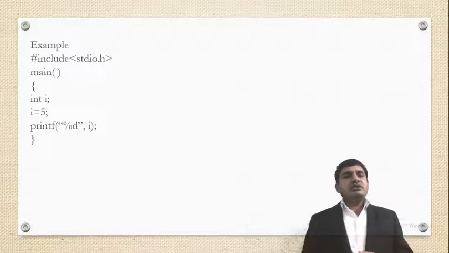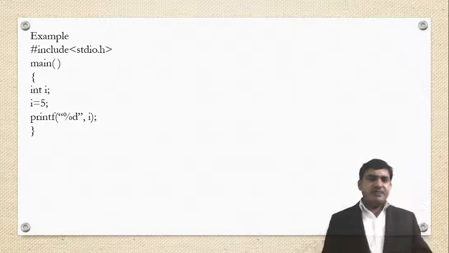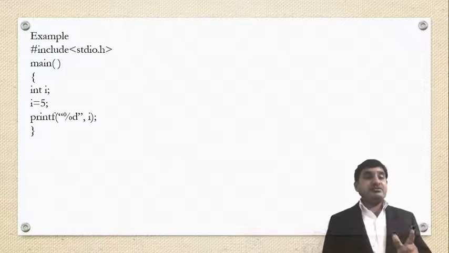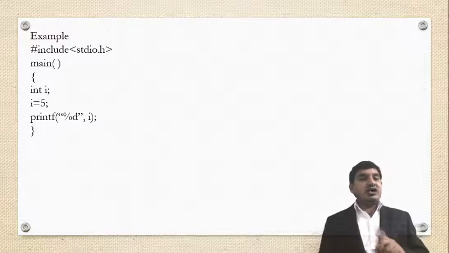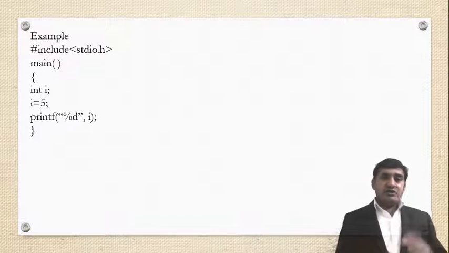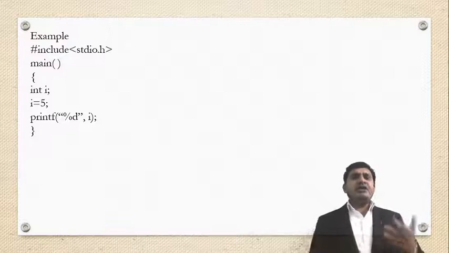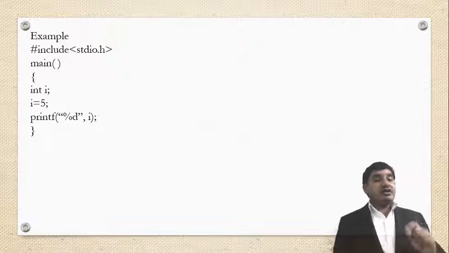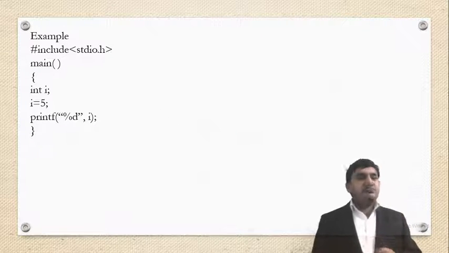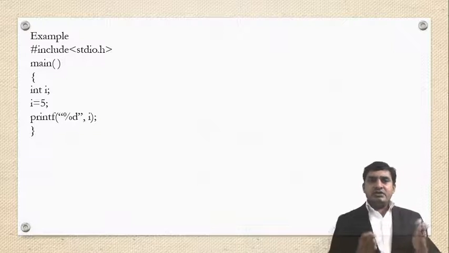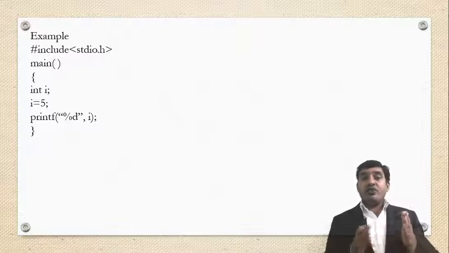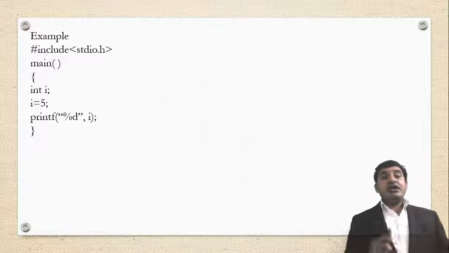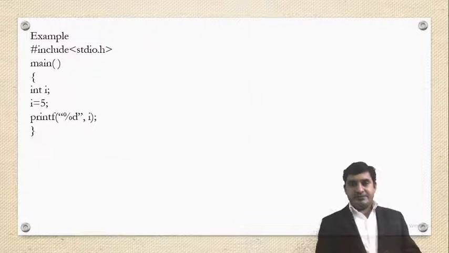Now, this is one example. #include, which is a preprocessor directive. stdio means standard input output, and .h means header file. Why is this used? Because we use the printf function, which is a standard output function. Then the main function, then an opening curly bracket, because we know that the body of a program is always within an opening curly bracket and a closing curly bracket.